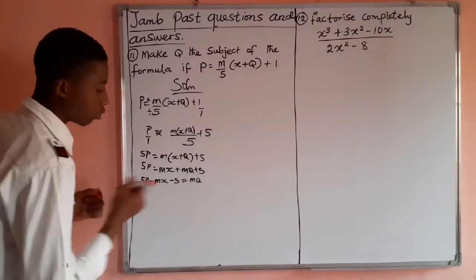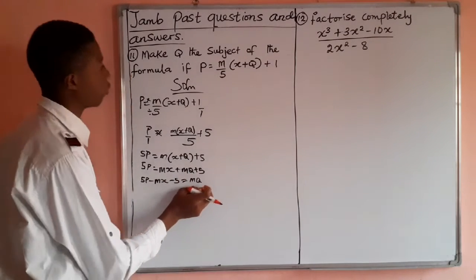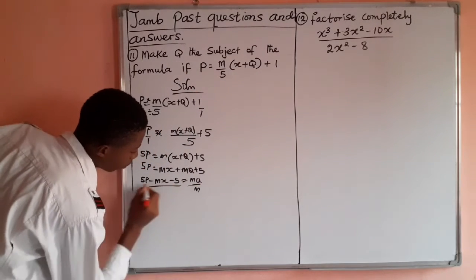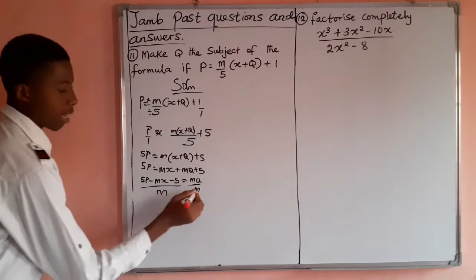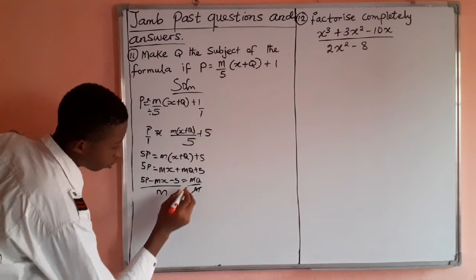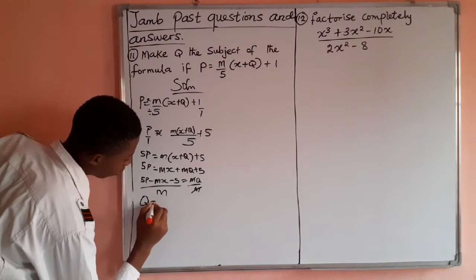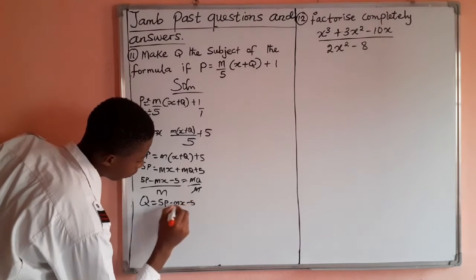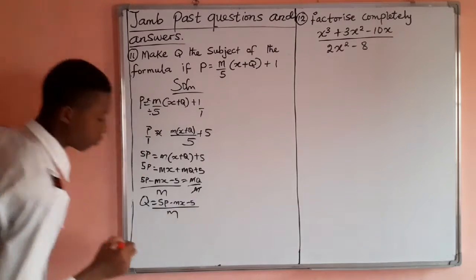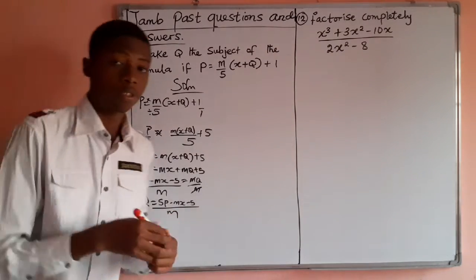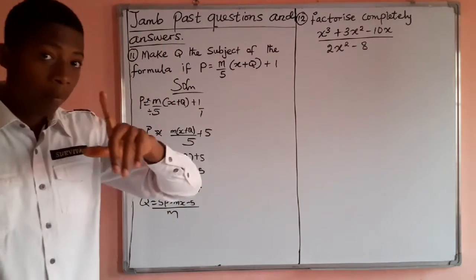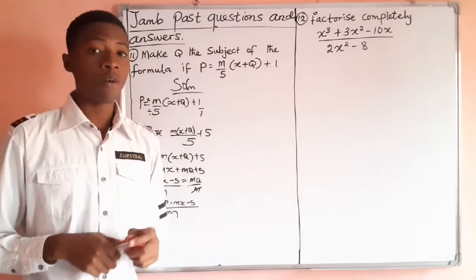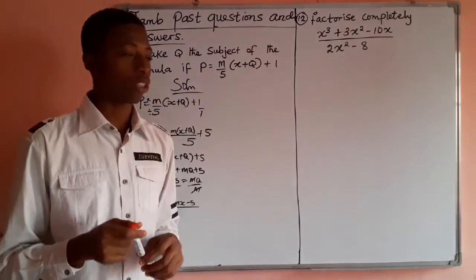The next step to take is to divide both sides by the coefficient of q. Since it's q that is the subject of our formula, dividing both sides by the coefficient of q will give you something like this. m will cancel m, which means q will be equal to 5p minus mx minus 5 all over m. Good, we've solved this question perfectly. Now remember, in JAMB, you have to solve questions as fast as you can, because you have a maximum time of 45 seconds to solve each question.